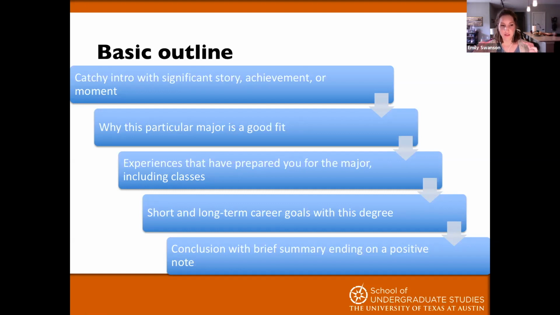And then the last two bits of it: your short and long-term career goals or educational goals with that degree, as well as a brief concluding sentence, right? Just something to tie it together. You don't need a full conclusion necessarily, just something that ties it all back together. We'll go more in depth on what those short and long-term goals actually look like too. So again, all these colleges want to hear are those three major questions answered: why that college or major, your short-term and long-term goals, and then to explain how you've done these things before with that experience. Okay.